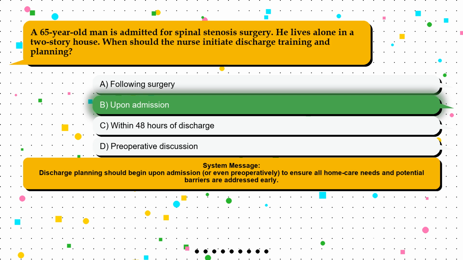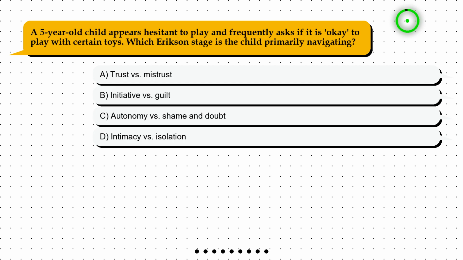Question 5. A 5-year-old child appears hesitant to play and frequently asks if it is okay to play with certain toys. Which Erikson stage is the child primarily navigating? Option A, trust versus mistrust. Option B, initiative versus guilt. Option C, autonomy versus shame and doubt. Option D, intimacy versus isolation.